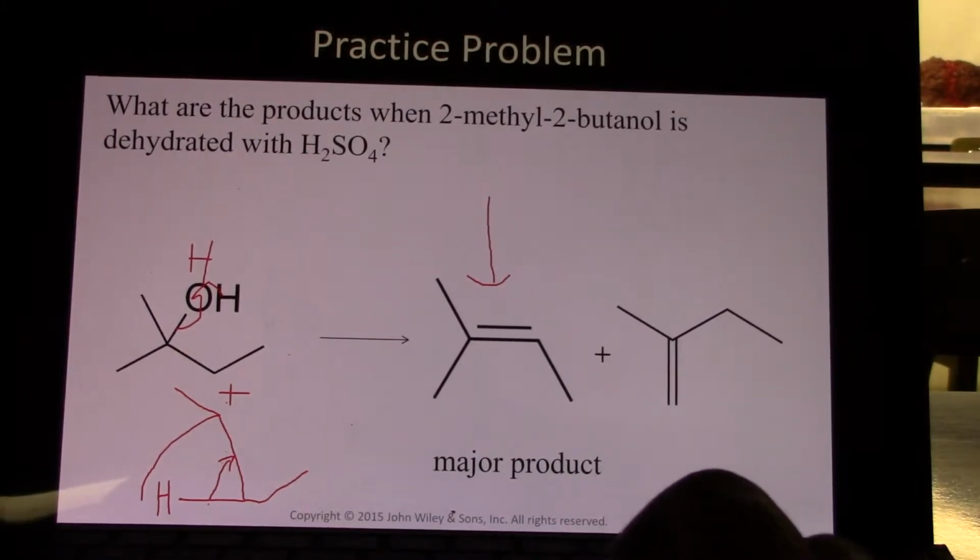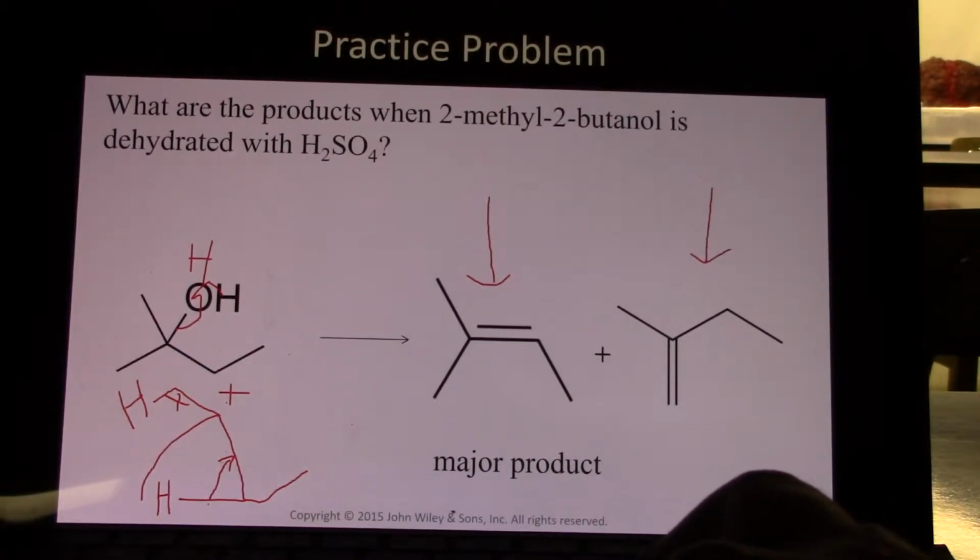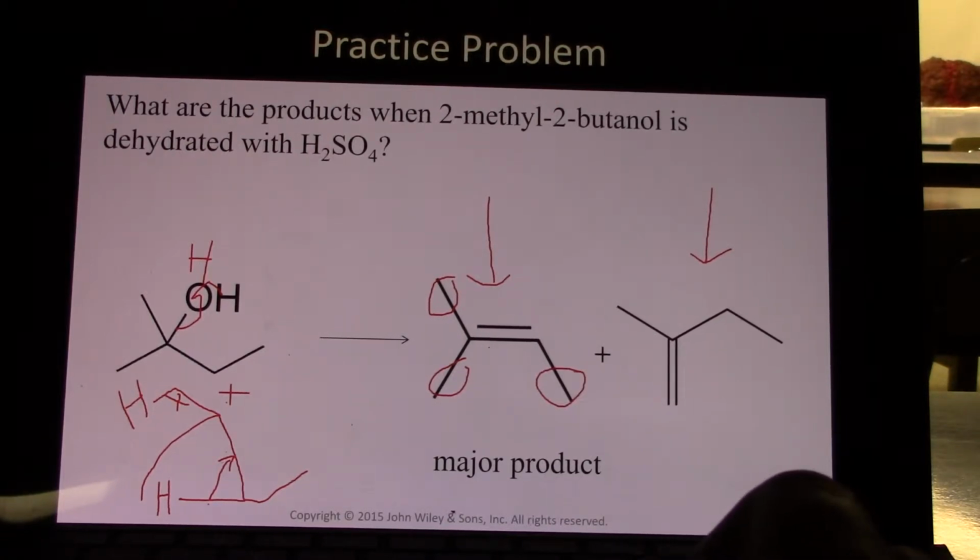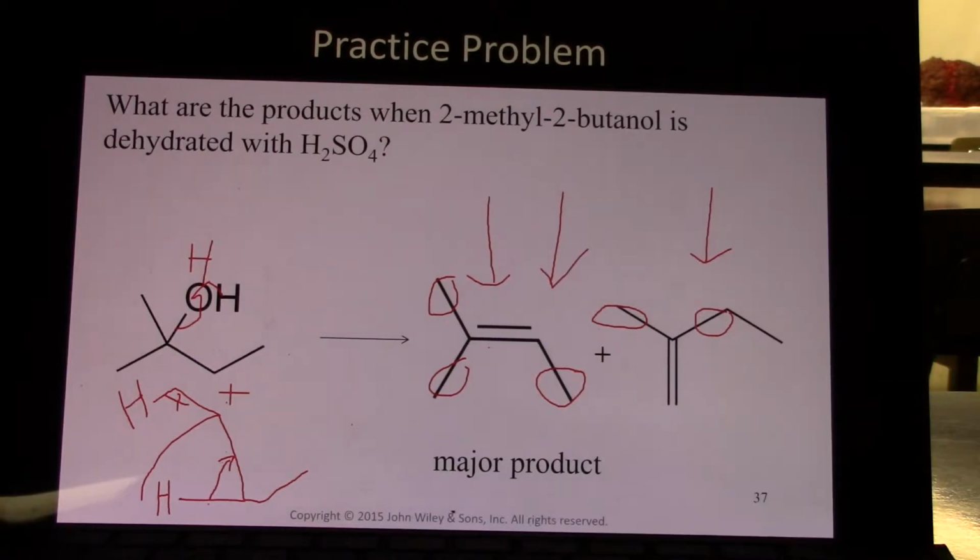Or one of these two carbons, they're both identical, so it doesn't matter which one you choose. One of those carbons has a hydrogen, and that hydrogen can pop off, and those electrons could come in here, forming this product. This is the more substituted one. You have 1, 2, 3 carbon groups coming off the double bonded carbons. Whereas in this one, we only have 1, 2. So again, the more substituted product is the major product because of Zaitsev's rule.